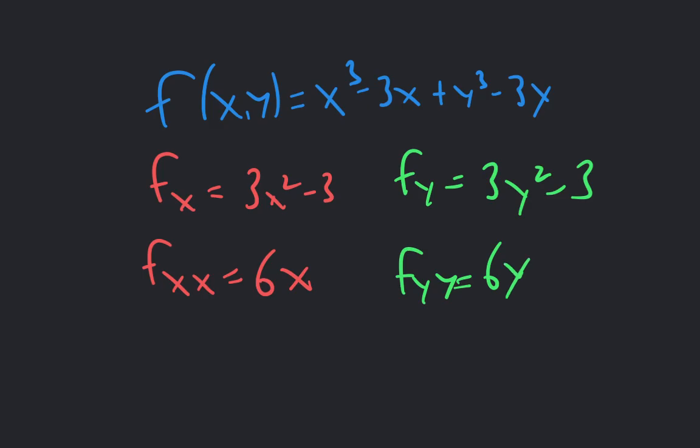What about fxy? If we do fxy, we can see that there is no y term, so fxy is going to be equal to 0. Fyx, similarly, there's no x term here, so it's also 0. So when we take our d, we're going to have a non-negative term, I guess, depending on what points we use.